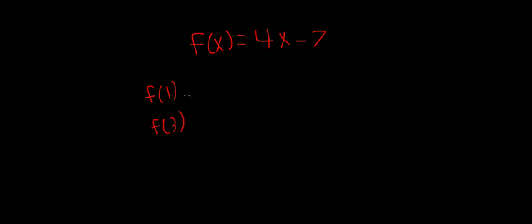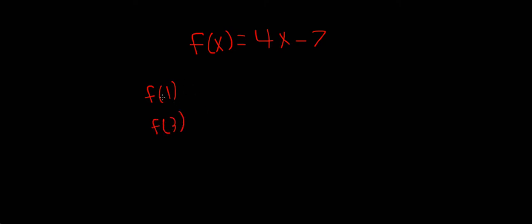Now that we know what a function is, let's practice using a function and let's find certain values of the function at different values of x. Let's say we have f of x equals 4x minus 7. And we want to figure out what f of 1 is, and we also want to figure out what f of 3 is. Alright, well, let's start with the first one.